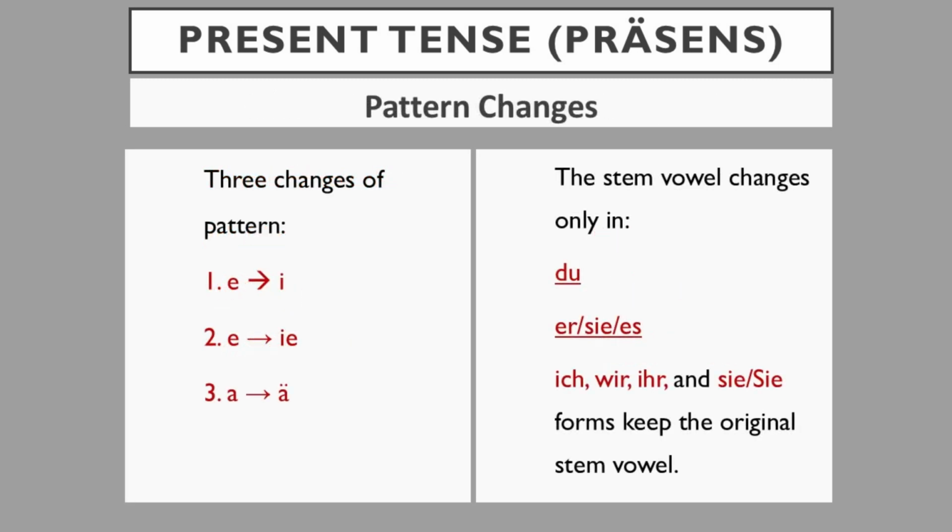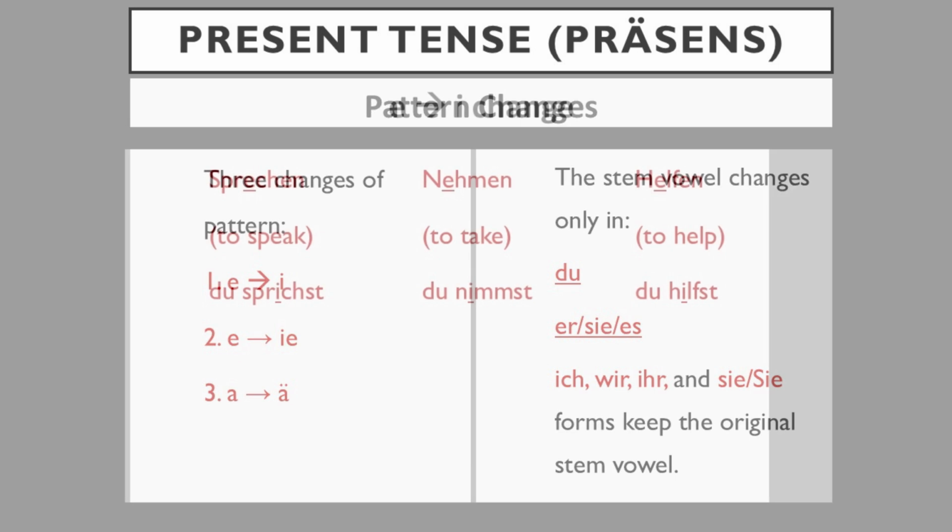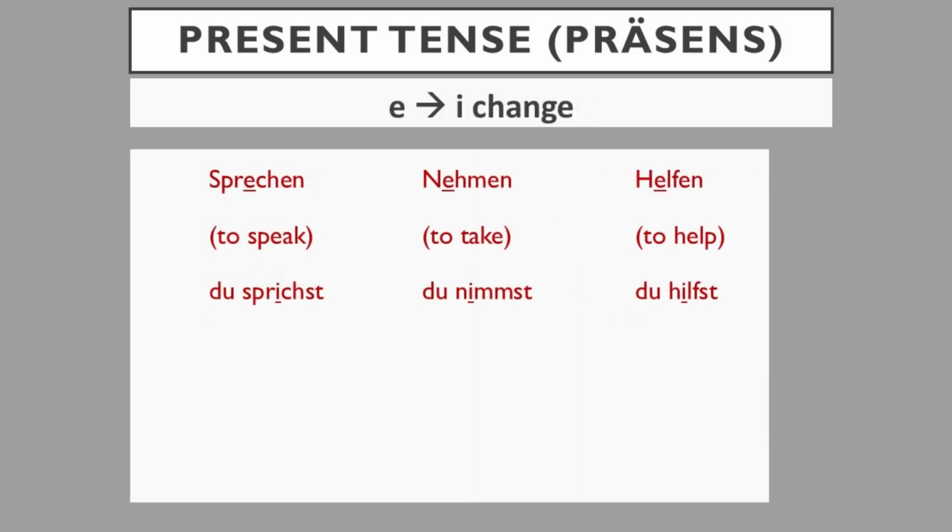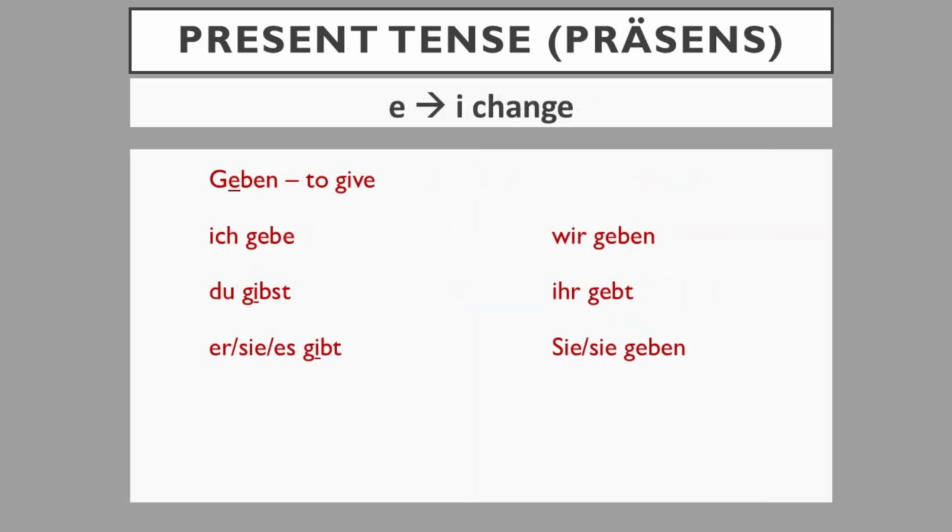There are 3 important stem changing patterns. The first pattern is E changes to I. Example, geben, to give: ich gebe, du gibst, er/sie/es gibt, wir geben, ihr gebt, sie geben.